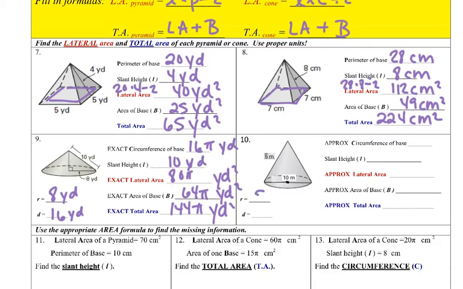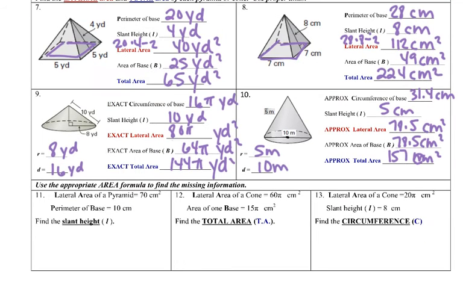Here I'm doing approximate, so 5 and 10. We had this earlier, 3.14 times 10 is 31.4, and the slant height looks like 5. Then I'm going to multiply 31.4 times 5 divided by 2 is how I get 78.5. Area of the base there is 3.14 times 5 is also 78.5, and then that adds up to 157 centimeters squared.